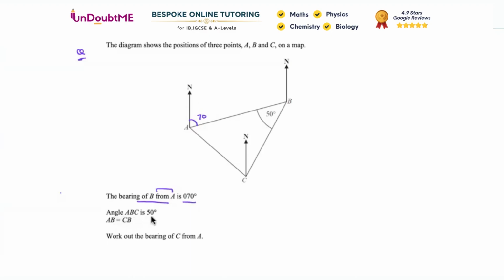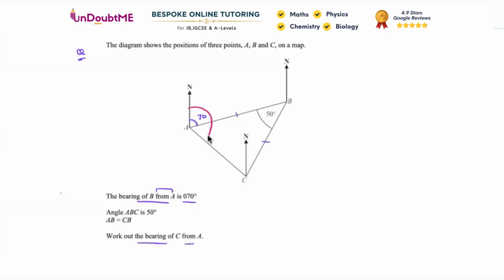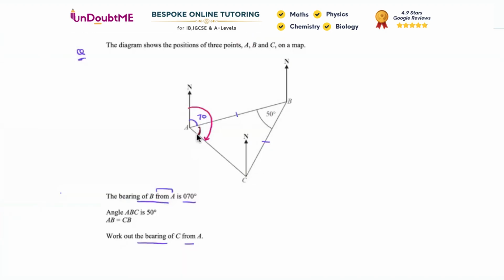Now angle ABC is 50, as seen in the diagram. AB is equal to CB, meaning these two lines are equal. It means that this triangle ABC is an isosceles triangle. Work out the bearing of C from A. Of C from A means from A, we need this whole angle. Internally, if you look at this figure, we just need this angle. And for that, we can use the isosceles triangle property.